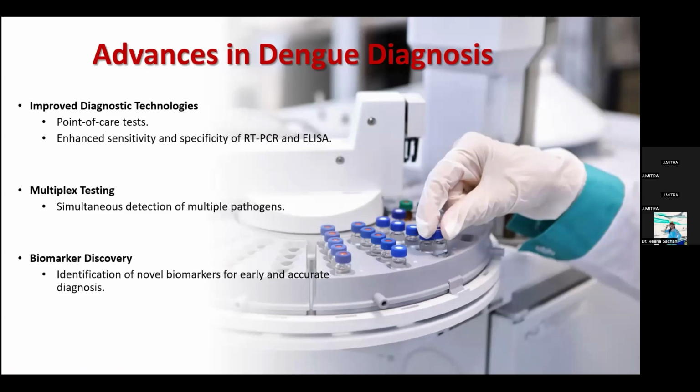What are the advances that are needed for dengue diagnosis? What we need to have is that we should improve the diagnostic technologies. Point of care tests must be improved, and kits for RT-PCR and ELISA should be having higher specificity and sensitivity. One more word is that we can introduce multiplex testing, which can simultaneously detect the multiple pathogens. And biomarker discovery is very important because novel biomarker identification can be helpful in early and accurate diagnosis.